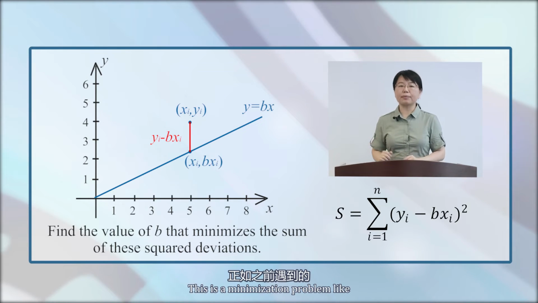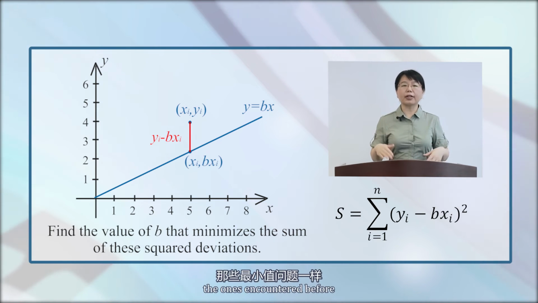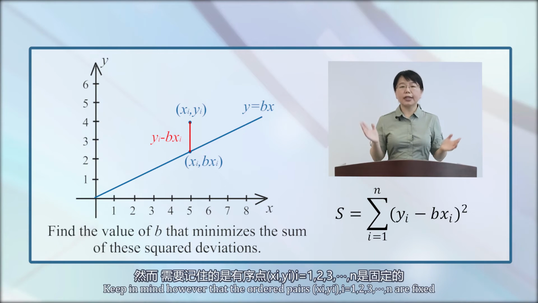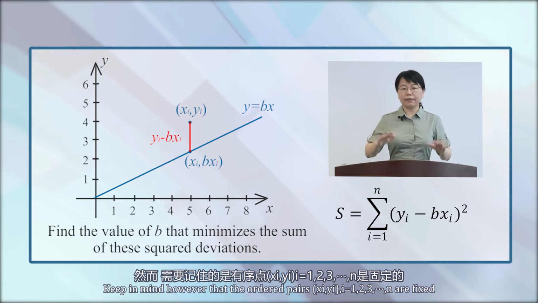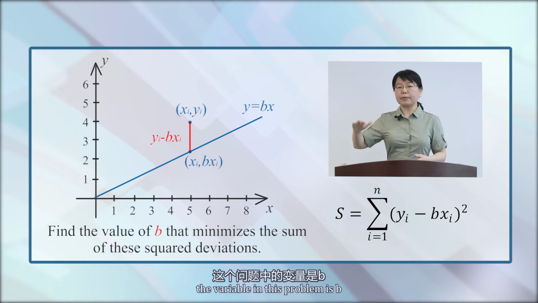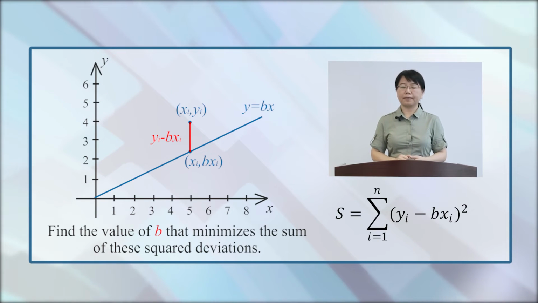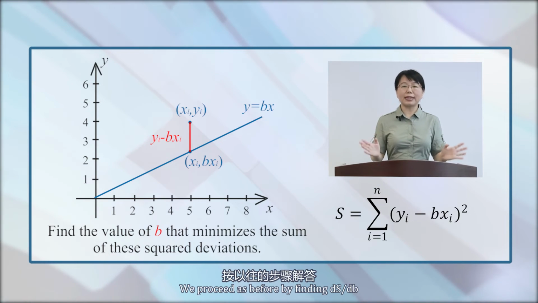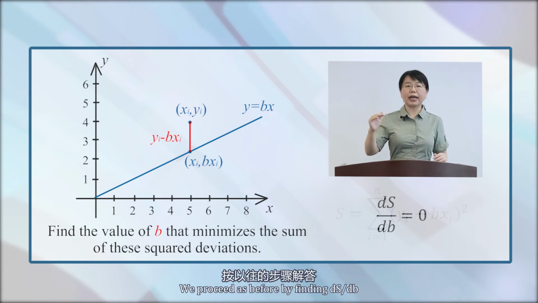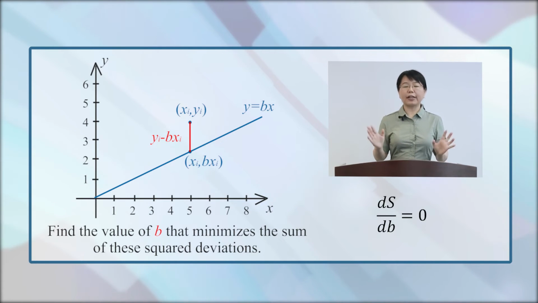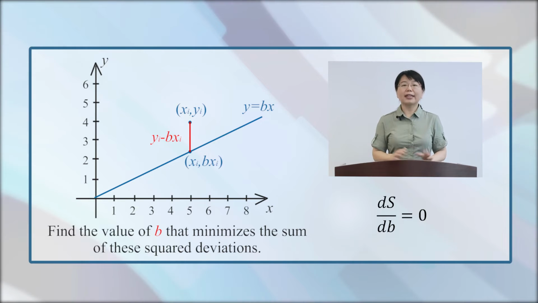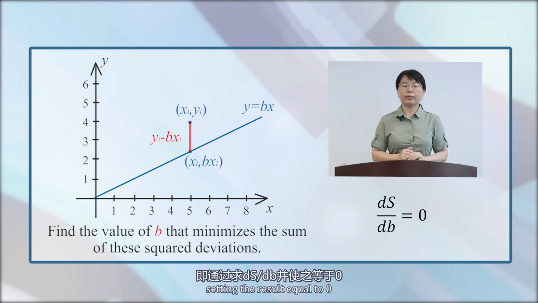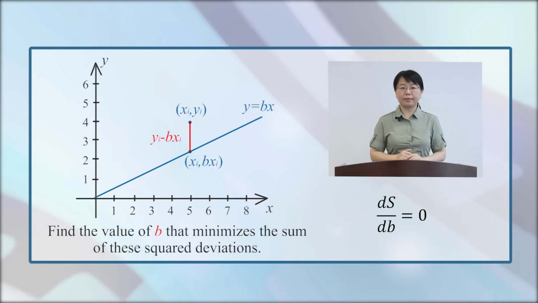This is a minimization problem like the ones encountered before. Keep in mind, however, that the ordered pairs (xi, yi), i from 1 to n, are fixed. The variable in this problem is b. We proceed as before by finding dS/db, the derivative of S with respect to b, setting the result equal to 0 and solving for b.